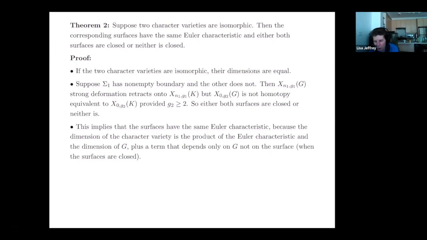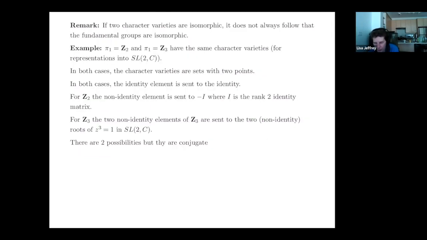So I will pass to, just mention that if two character varieties are isomorphic, it does not always follow that the fundamental groups are isomorphic. There's a simple counterexample, Z2 and Z3. These both have character varieties that are 2 points, although these groups are not isomorphic.